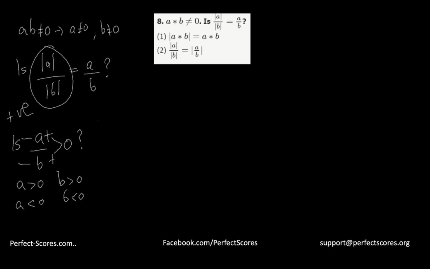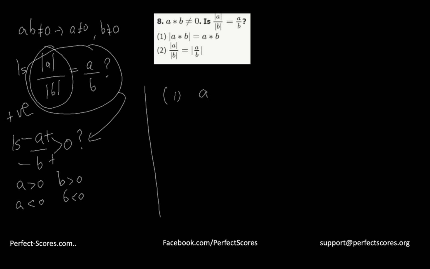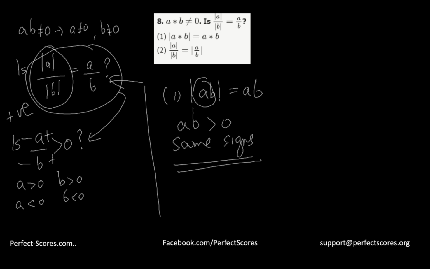So that's just a fancy way of stating this, right? First statement says absolute of A times B is equal to A times B. Again, this is a similar way of saying this, because absolute of A into B is going to be positive. So that means AB is greater than 0. And the only way AB can be greater than 0 is if they both carry the same signs. And if they both carry the same signs, and this is something that we want to know, hence this statement is sufficient. So it's either answer option A or answer option D.